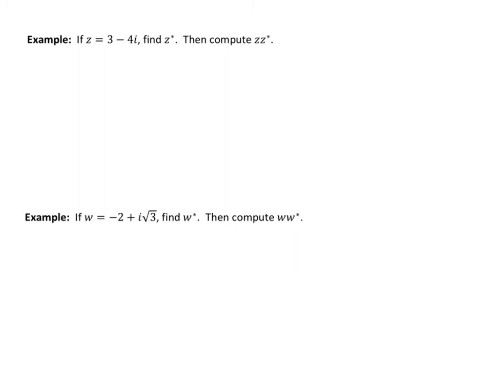In this first example, the first complex number z is 3 minus 4i. You're asked to find z star, which is the conjugate, and then compute the product of the conjugate pair. First of all, what is z star? Hopefully this is really straightforward for you. This is just 3 plus 4i. All we have to do is change the sign of the imaginary part. If this had been plus, we change it to minus, but since it was minus, we change it to plus.